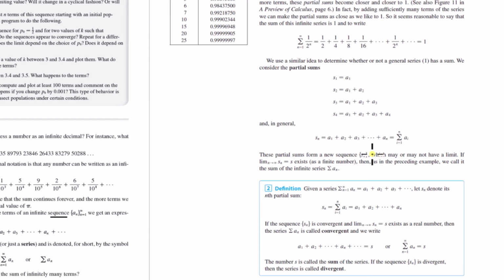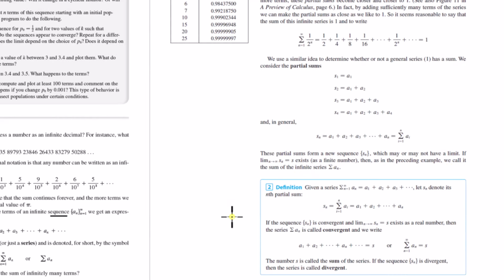If you can actually get the S sub n and you know it's correct, well, then you just take the limit as n goes to infinity of the S sub n, and then you're done. If it converges to a number, then that's the sum, the infinite sum. If it diverges to infinity or whatever, then that's what the sum is. But this S sub n may or may not have a limit. If the limit as n approaches infinity of S sub n exists as a finite number, then, as in the preceding example, we call it the sum of the infinite series.